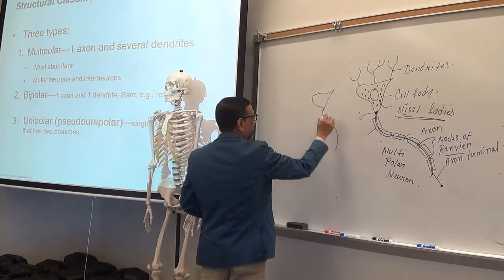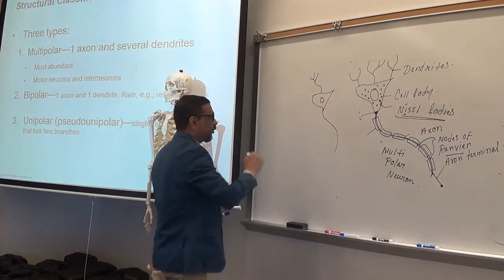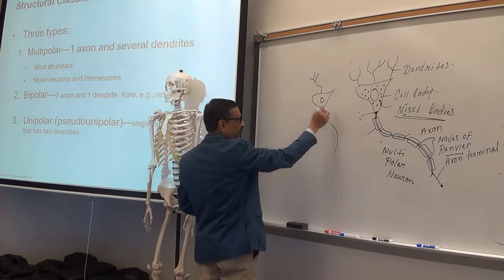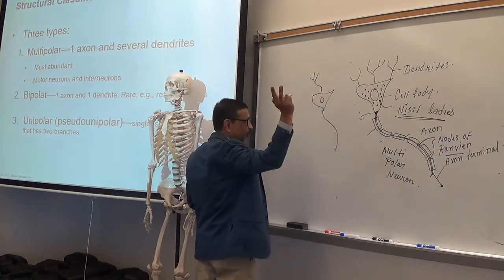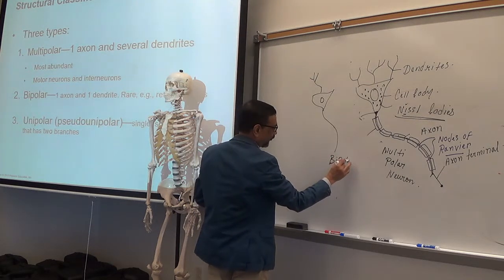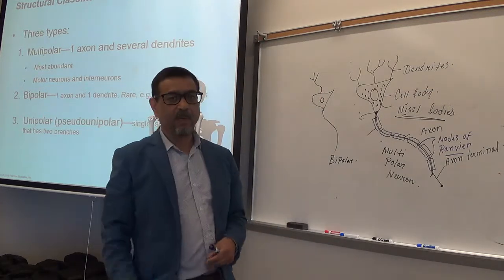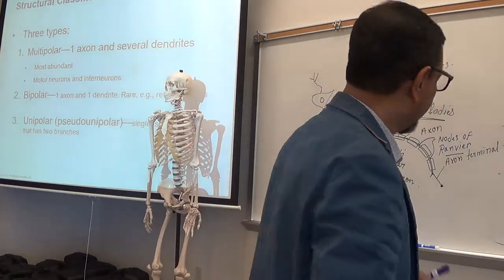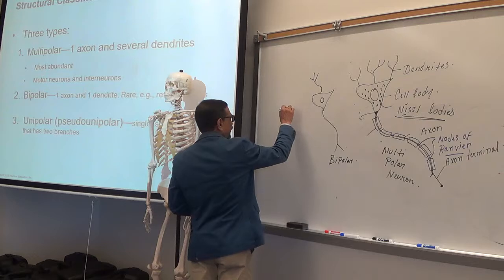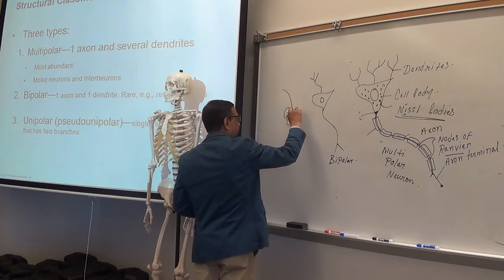Another type of neuron we see in the brain or nervous tissue has one dendrite and one axon. So how many processes together? Two. That's why it's called bipolar. Only one dendrite and one axon. Axon is always one. So, bipolar.